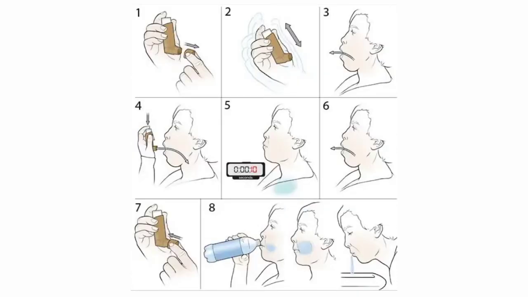This picture is showing how to use the inhaler. Again, first shake the inhaler. Second, you will exhale, and the next step is that you will inhale, and then you will hold it for a period of 10 seconds, and then you will exhale. And if you have taken steroids, then you will rinse your mouth.